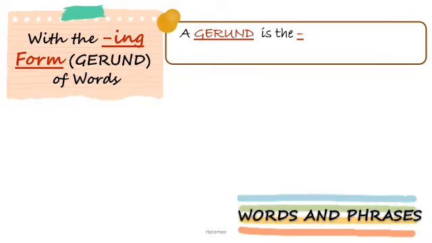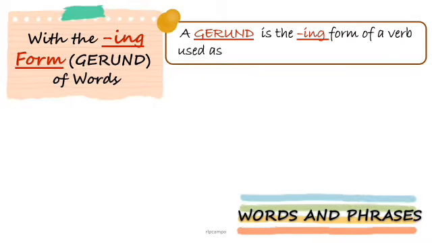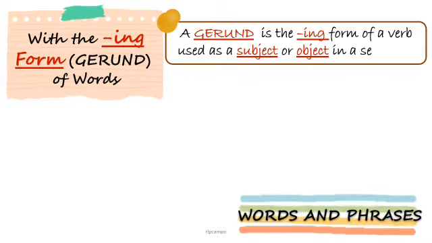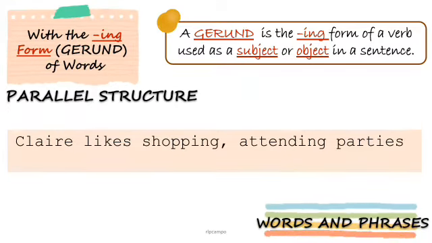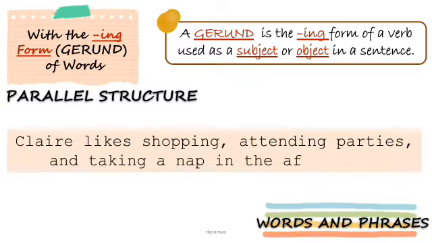Let us start with the words and phrases with ing form or gerund. A gerund is the ing form of a verb used as a subject or object in a sentence. First example, Claire likes shopping, attending parties, and taking a nap in the afternoon.